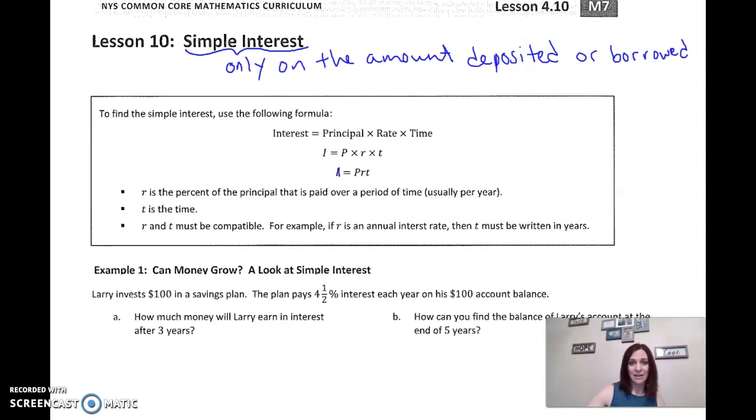I equals PRT. Interest equals principal times rate times time. Now principal is the money. It is the amount of money that you either are borrowing or depositing. Okay, so P is the money, deposited or borrowed.